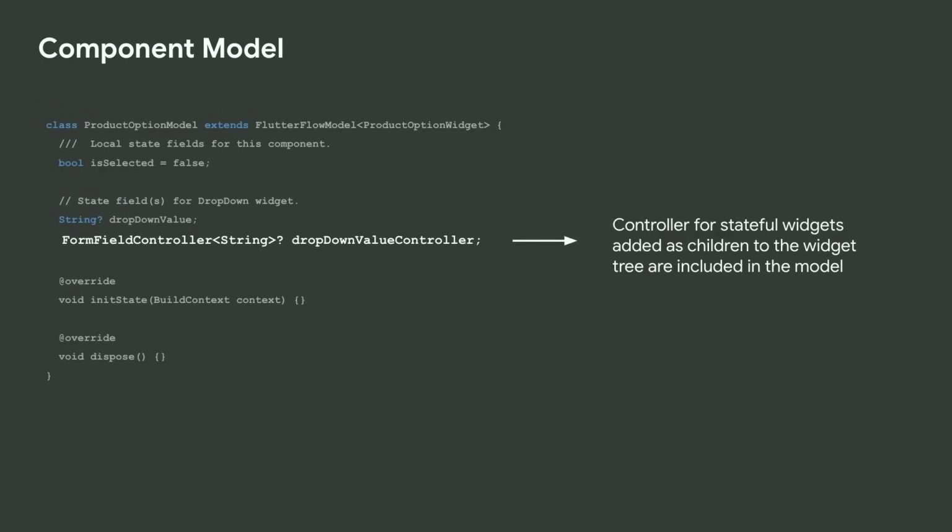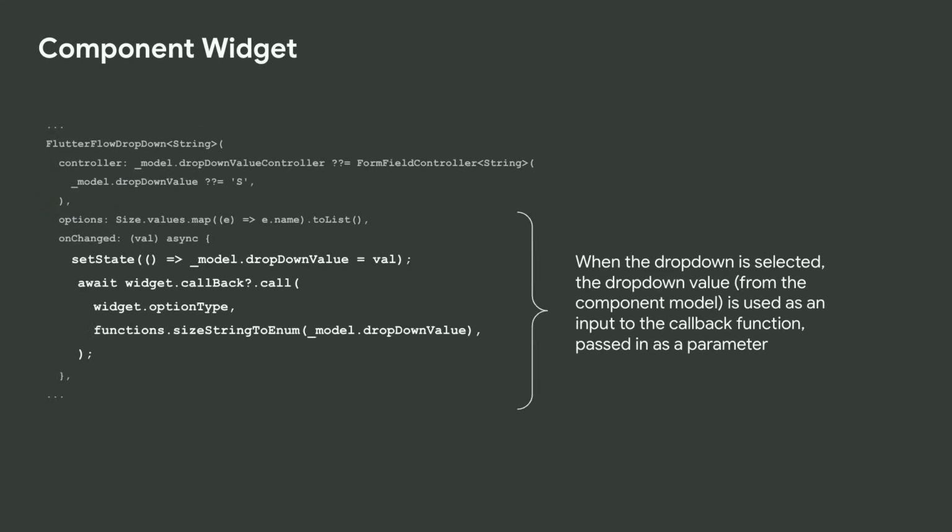And just to show you what this looks like under the hood, if I open up my data model for the component that's generated, I can see that state fields for different widgets that are used in that component are also declared in this model. So for example, a form field controller was automatically added because I used the dropdown widget inside of my component. And then we simply see the callback executed when the dropdown is selected.